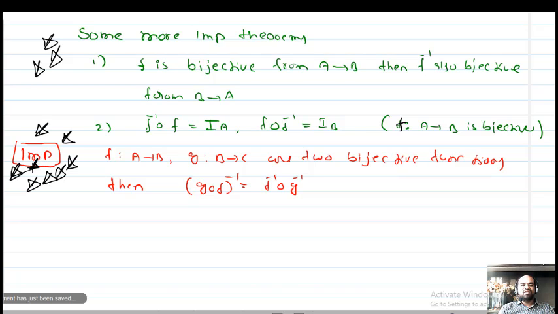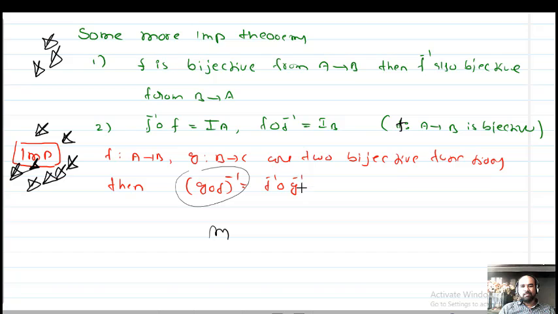This is important from a descriptive point of view. f is a function from A to B, g is a function from B to C, and these two are bijective functions. Then (g circle f) whole inverse equals f inverse circle g inverse. I proved the same thing in relations, but here it is for functions. So in the functions concept also I want to prove that (g circle f) whole inverse equals f inverse circle g inverse. Students, listen.